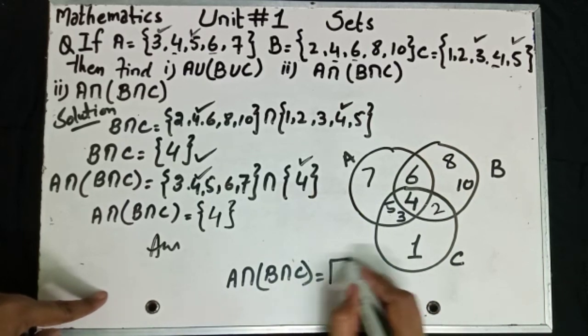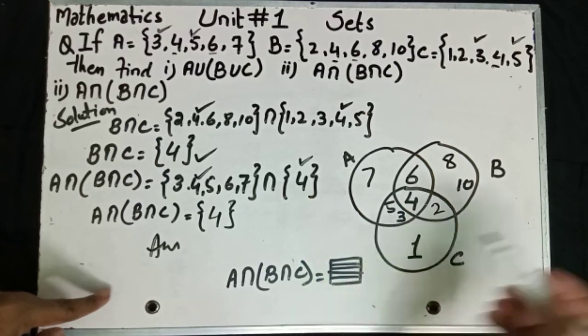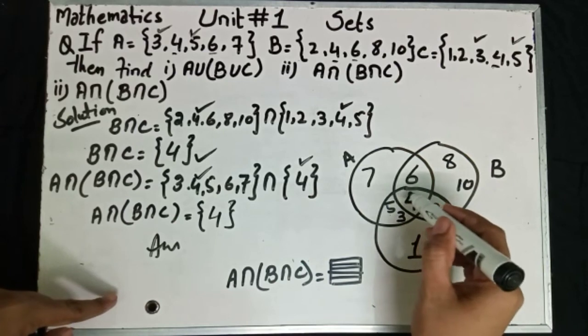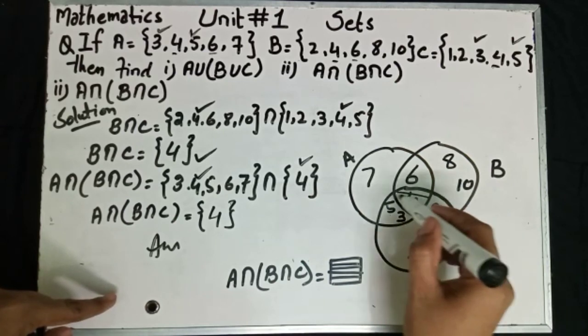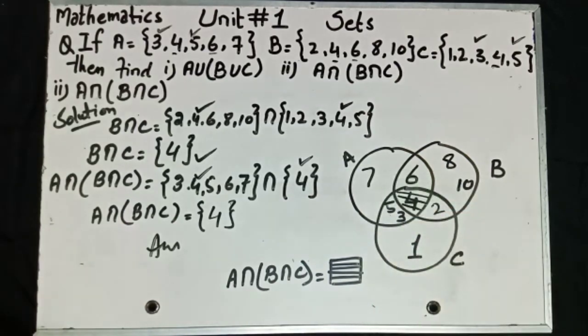It's up to you. Apply vertical line, horizontal line, shade, pencil shade, blue color. Dot. It's the answer of A intersection B intersection C. In intersection, we just take out the common element. Done, both the parts.